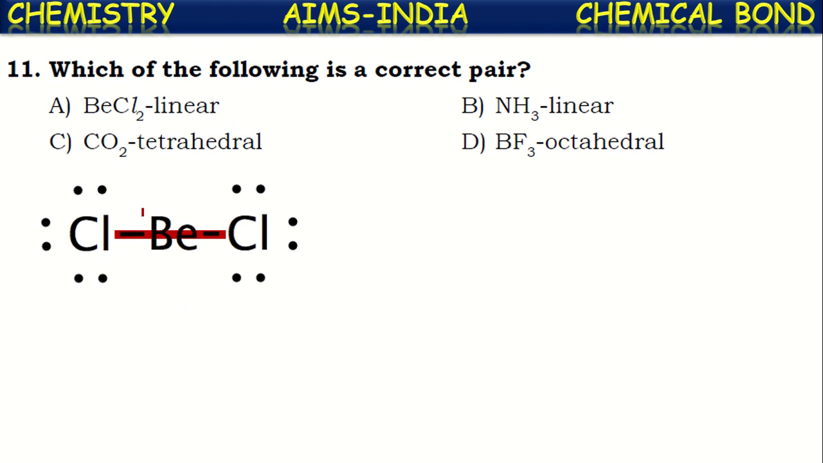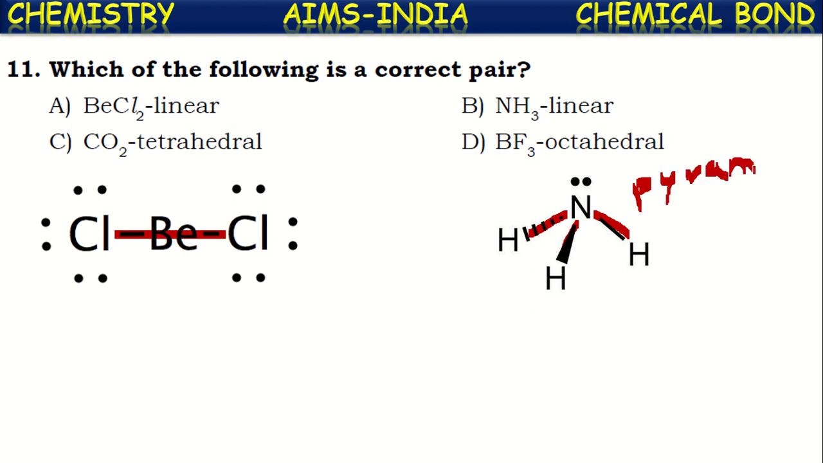The next molecule is ammonia. In it the central atom is nitrogen, and it has three bond pairs and one lone pair also. Because of this lone pair, the three bond pairs will bend down, so it gets a pyramidal shape. So the shape of the ammonia molecule is pyramidal, but they mentioned it here as linear. It is an incorrect matching. It is called trigonal pyramidal shape, because of the existence of three bond pairs and one lone pair.